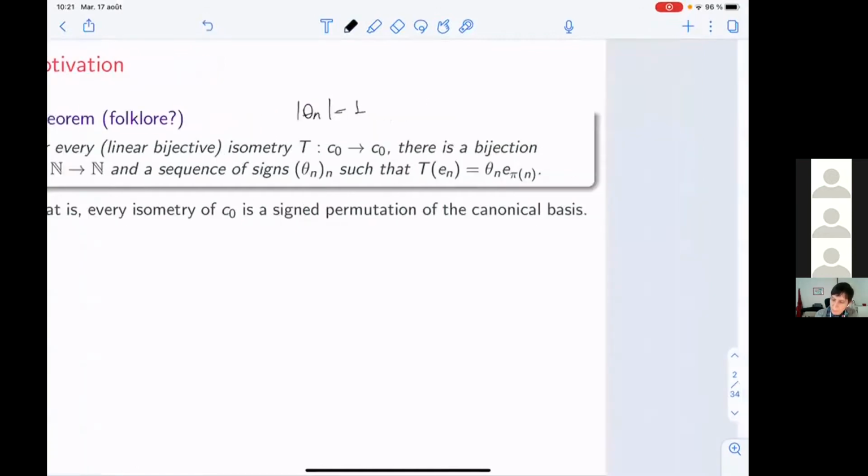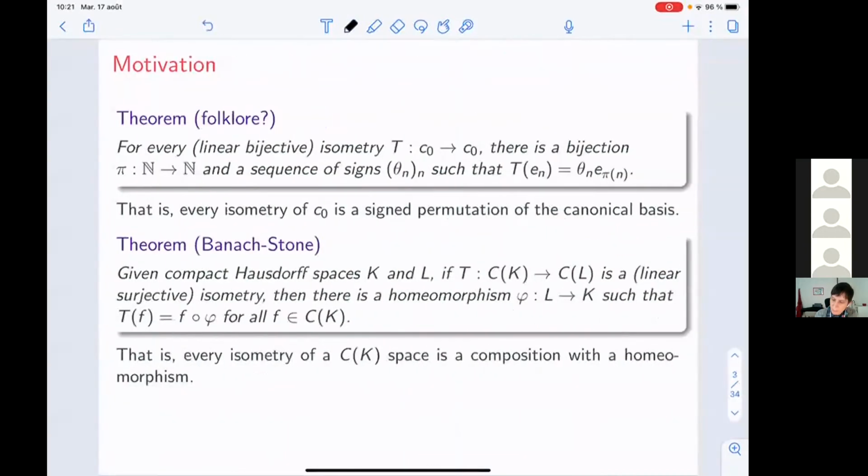And also, I like to put as a motivation some sort of topological counterpart, which is the Banach theorem, where it says that if you have two compact Hausdorff spaces and a linear isometry between C of K and C of L, then it is induced by a homeomorphism between K and L. Whenever I say in this talk isometry, I mean linear bijective isometry. Just to be clear, but I won't repeat it all the time.